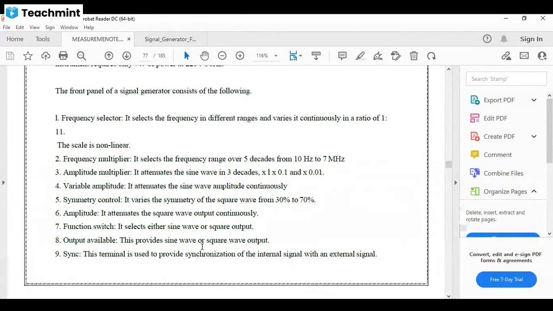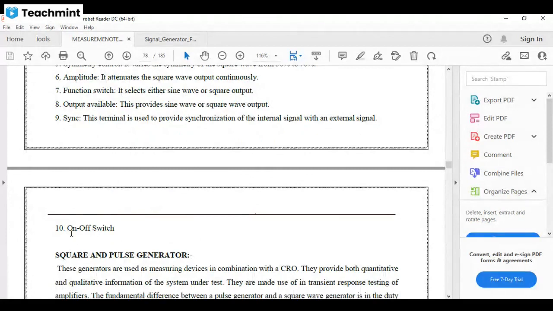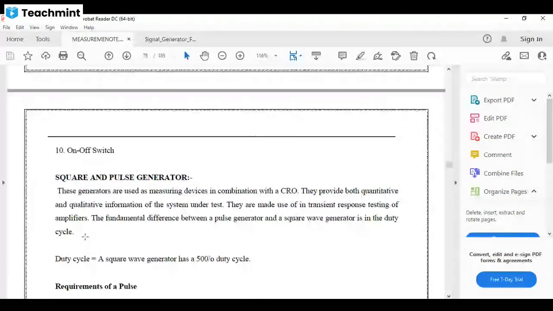And the last one is the sync. This is the terminal. This terminal is used to synchronize the internal signal with an external signal. So this synchronous switch synchronizes the two signals, which are the internal signal and the external signal. Number 10 is the on off switch.